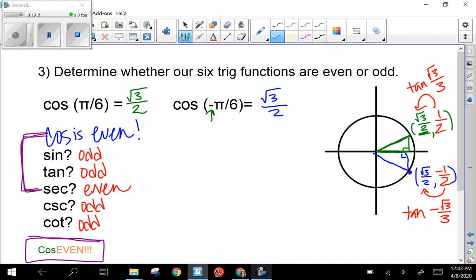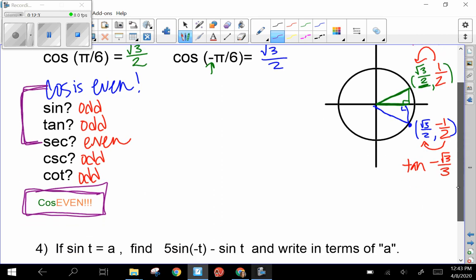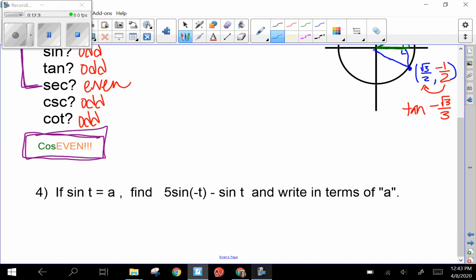And a little memory trick that Mrs. Kendrow taught me back in the day was to say that coseven, that cosine and its reciprocal function, are the only functions that are even, and that can be a big shortcut for you. I think I'll end this video with one final example.